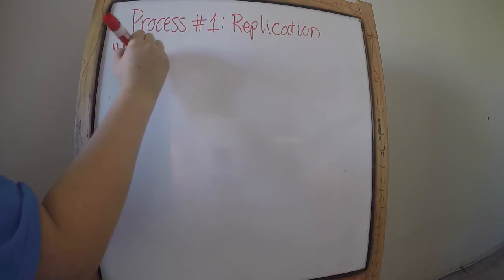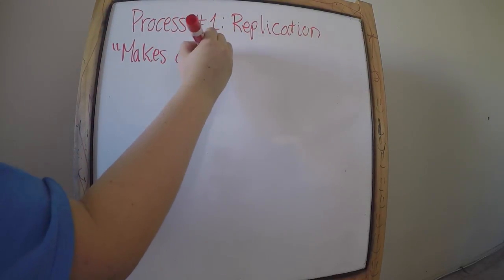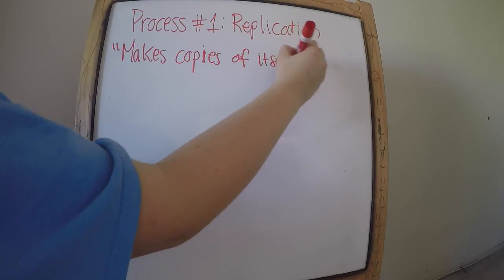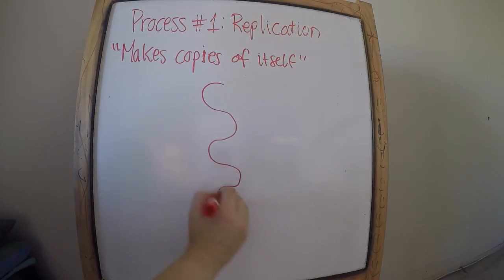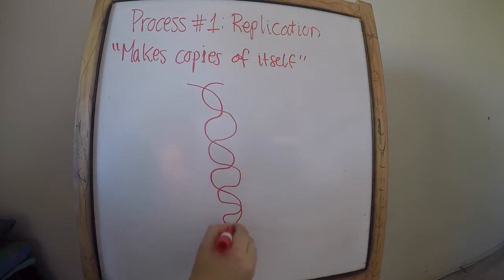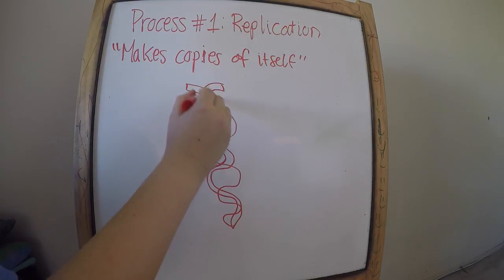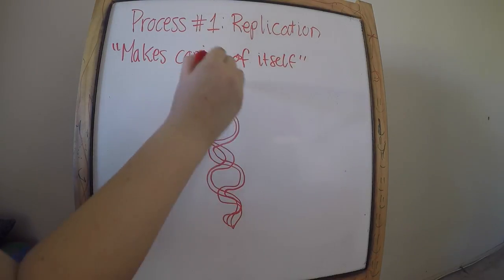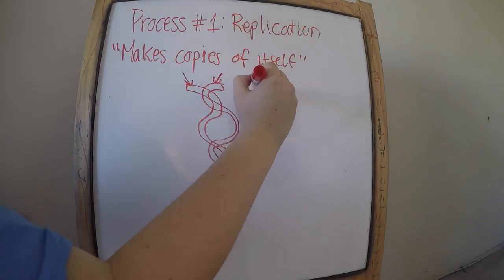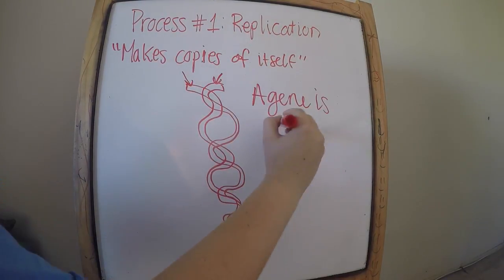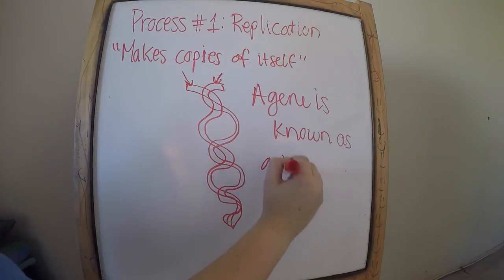Process number 1, replication. An easy way to remember it? It just makes copies of itself. Each strand in the double helix can serve as a template to duplicate the sequence of bases. A DNA sequence is also known as a gene. The way it does that, the strands unwind so it can make multiple copies of the different strands.